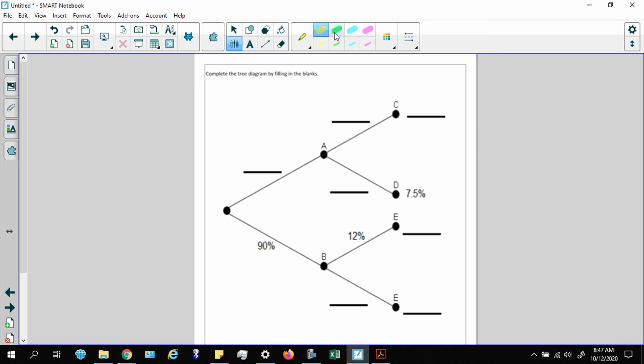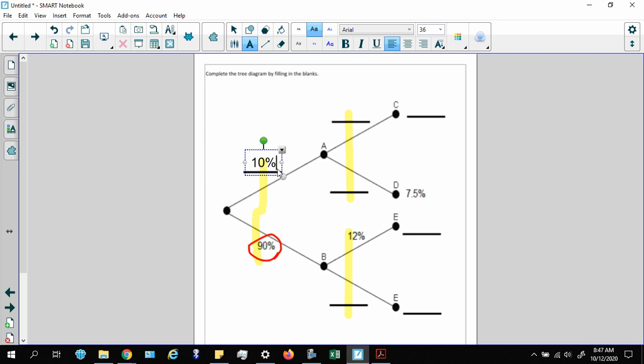Now, what that means is every time the tree branches out, so it branches out here, it branches out here, it branches out here. Those are all the times that the tree branches out. Now remember, every time it branches out, it equals 100%. So on the very first branch out, this is 90%, which means this right here would be 10%. Okay? Now, look down here at this 12%. So we have a branch out right here at 12%, which means the blank underneath it would be 88%.